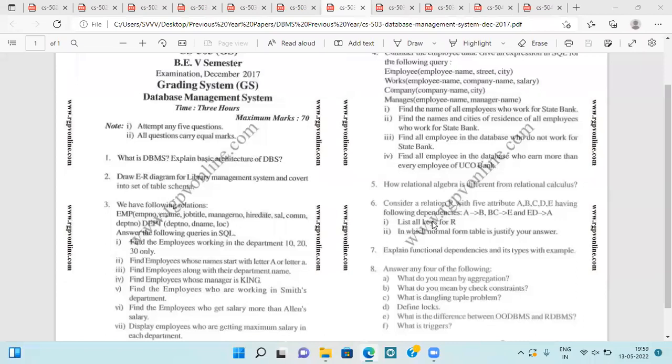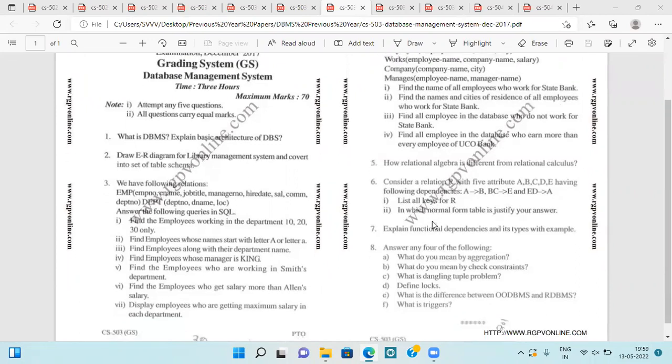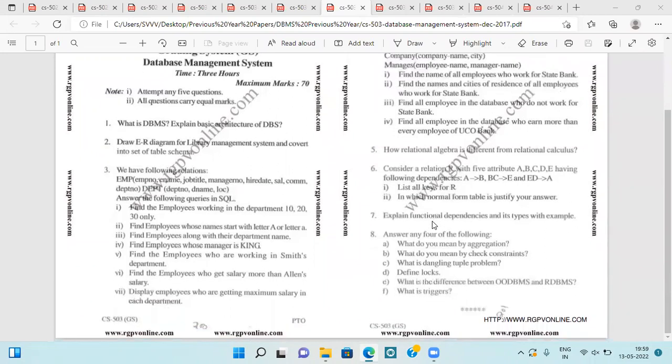Next, they are asking about, again, a relation is given, and based on this, we have to answer the number of keys and normalization, in which normal form this particular table is, functional dependency and its types, aggregation, check constraints, then tuple problem, locks, then triggers, etc.